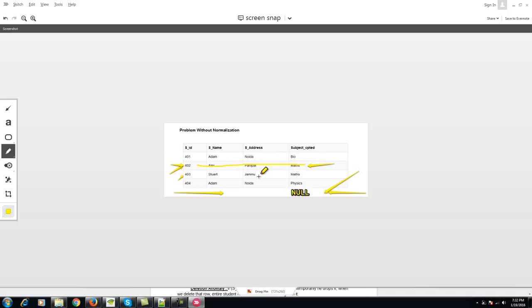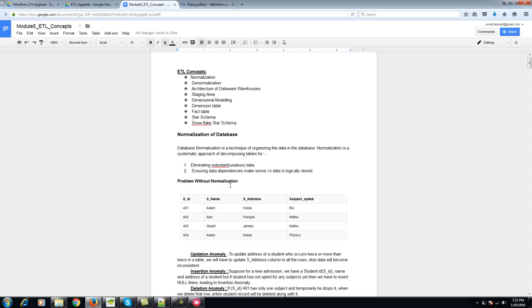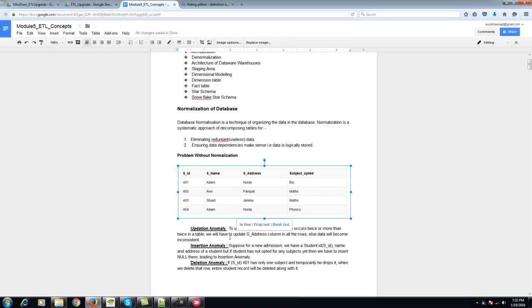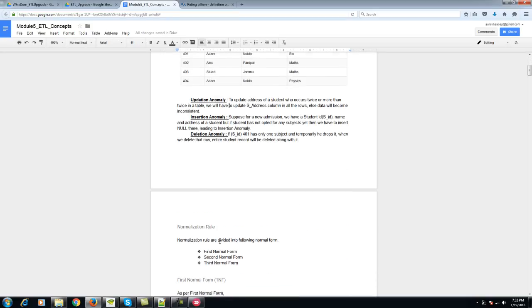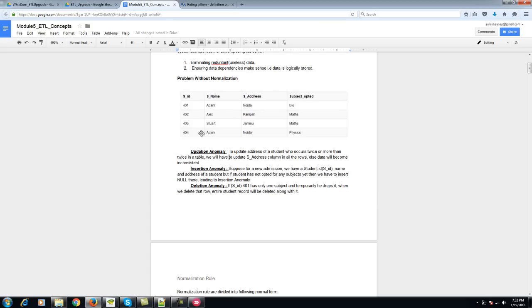You will not be able to find who Alex is, what his address is, and so on and so forth. You have to insert a new record for that, right? So these are the different problem statements that you will face when you have this type of structure. Okay, so I've covered this anomaly structure. Let me quickly show you a table which is not in a normal form.